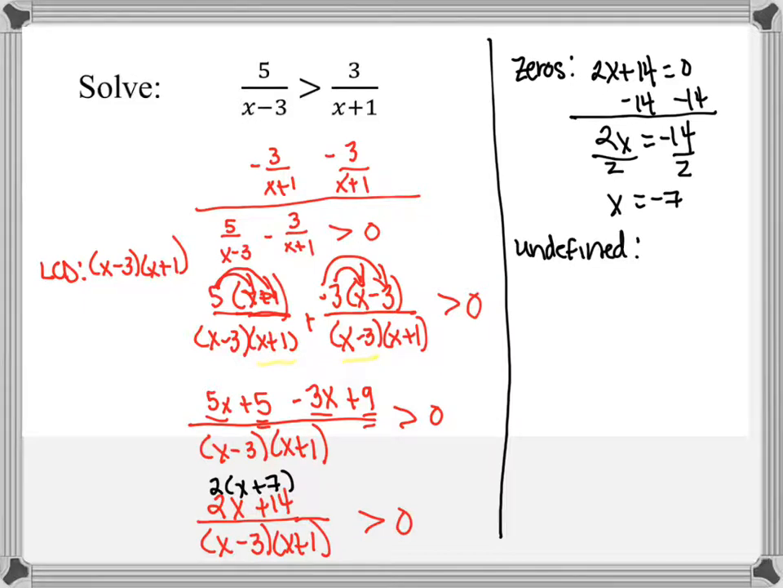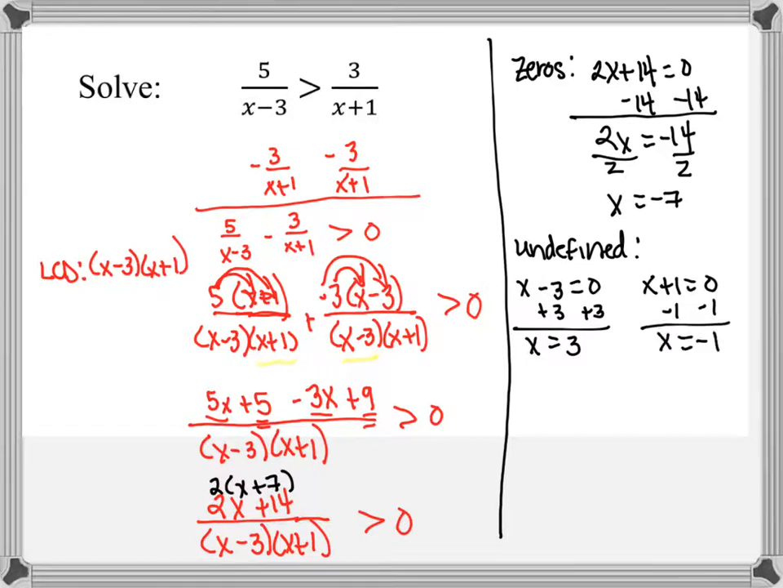For my undefined values, I will set both of my denominator factors equal to 0. So x minus 3 equals 0. X plus 1 equals 0. I'll add 3 to both sides. X equals 3. I will subtract 1 from both sides. X equals negative 1. So I have 1 zero and 2 undefined values. So from smallest to largest, I have negative 7, negative 1, and 3.